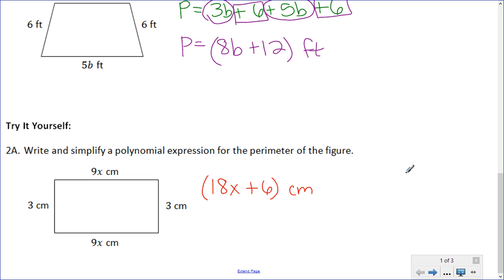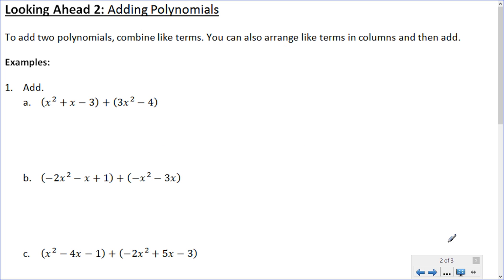Okay, so that is pretty much it for section looking ahead 1. It's just an introduction to polynomials, basically. So we're going to go to looking ahead 2, where we are adding polynomials. And this is going to look fairly similar to what we did with simplifying in the previous section. So to add two polynomials, all we're doing is combining like terms.